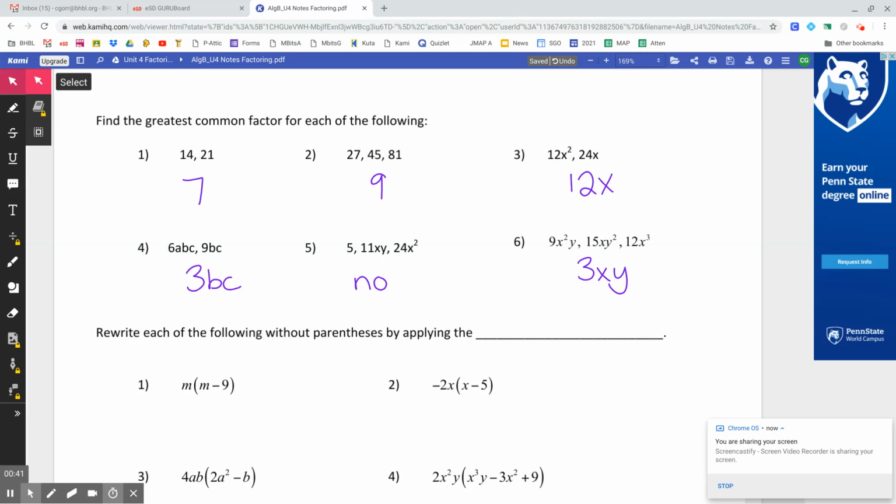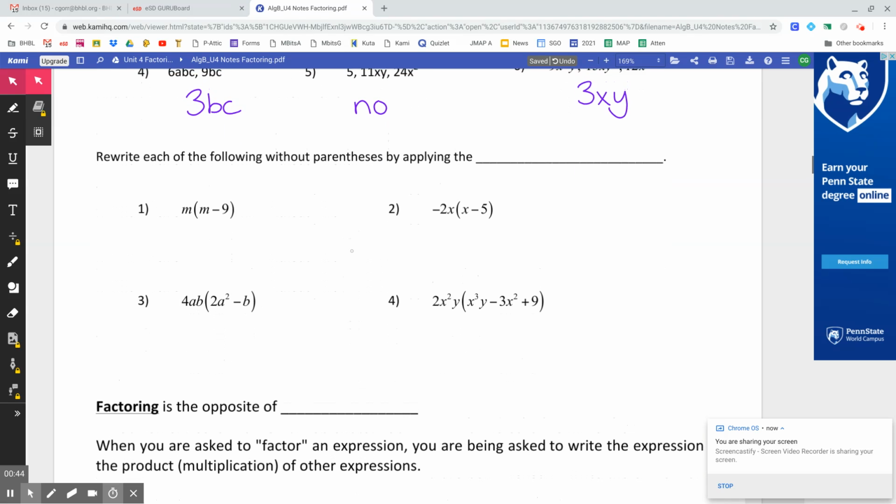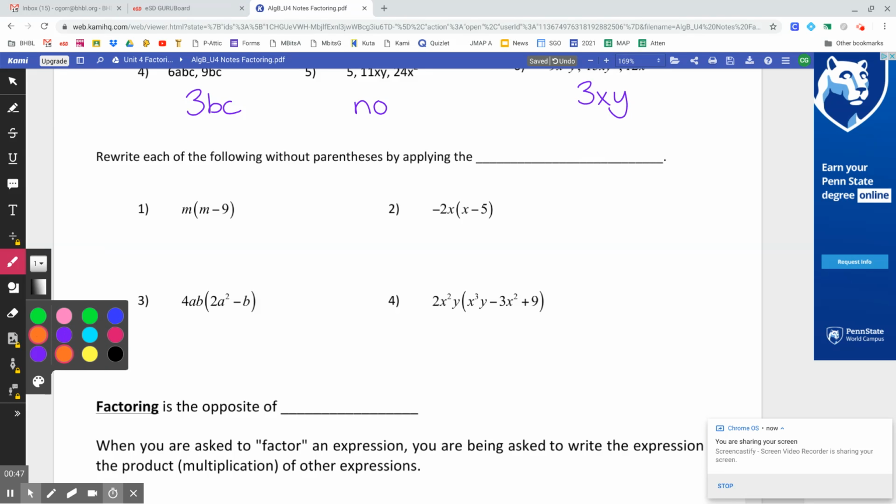And what we're going to do next is we're going to review a little bit about what it means when I have a number on the outside of a parenthesis. So if I want to rewrite each of these expressions without a parenthesis, I need to apply the distributive property. So for our distributive property, we're going to take our m, we're going to multiply it by everything in that parenthesis to give us m squared minus 9m. Number 2, when I distribute the negative 2x, I'm going to end up with a negative 2x squared plus 10x.